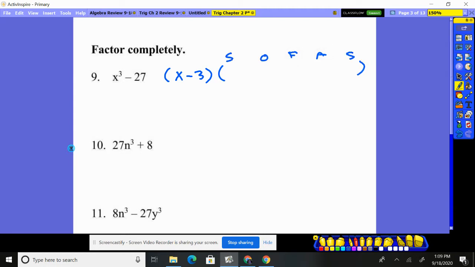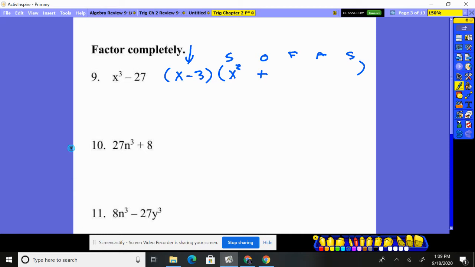Now we apply that idea of SOFAS. Okay? The first S stands for squared. Now again, you always refer back to this binomial. You square the first piece. So x times x, x squared. O stands for opposite sign. Since we have a subtraction, we do an addition.